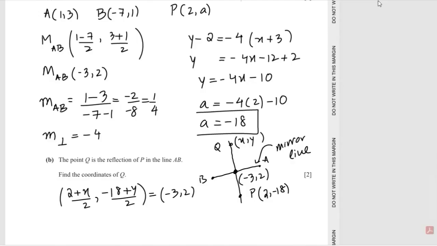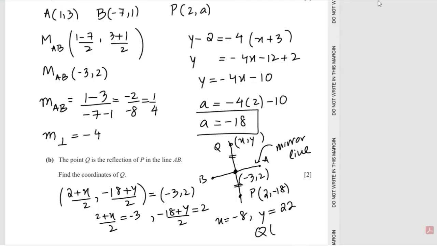But it's okay. Any way you want to do it. I'm just trying to give the idea that since it's a mirror line, the object and image are equidistant from the mirror line. So (2 plus X) divided by 2 is going to be -3. And (-18 plus y) divided by 2 is going to be 2. So now x is going to be -6 minus 2, so -8, and your y coordinate is going to be 4 plus 18, so that is going to be 22. So Q is (-8, 22).